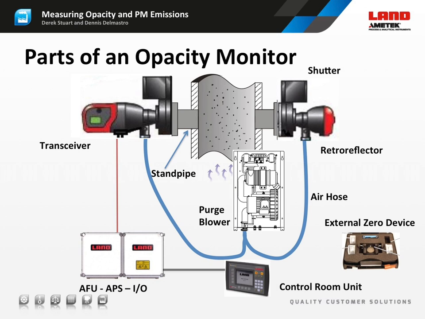If any of you have not seen an opacity monitor, this slide illustrates the primary parts of an opacity monitor. The primary parts include a transceiver on the left, retroreflector on the right, a purge blower for providing purge air to both sides, fail-safe shutters to provide protection to the transceiver and retroreflector in the event of a power or purge blower failure, stack electronics, and in this case auxiliary functional unit and an auxiliary power supply, an external zero device for challenging the opacity monitor to ensure it's reading correctly, and a control room unit.